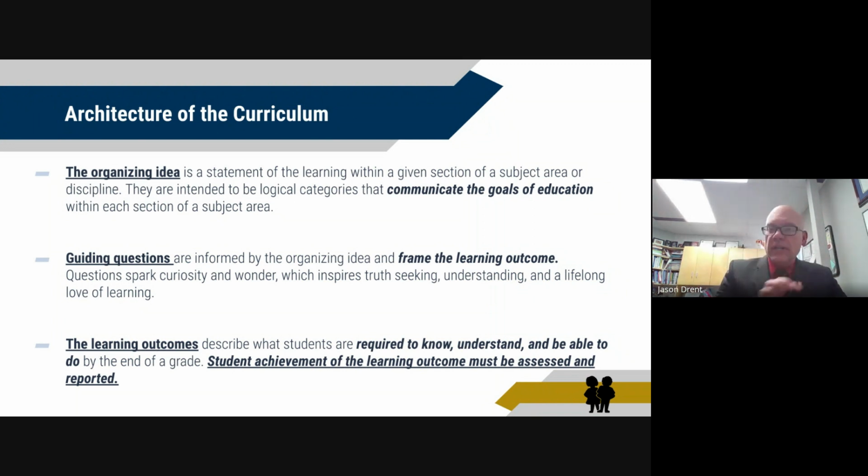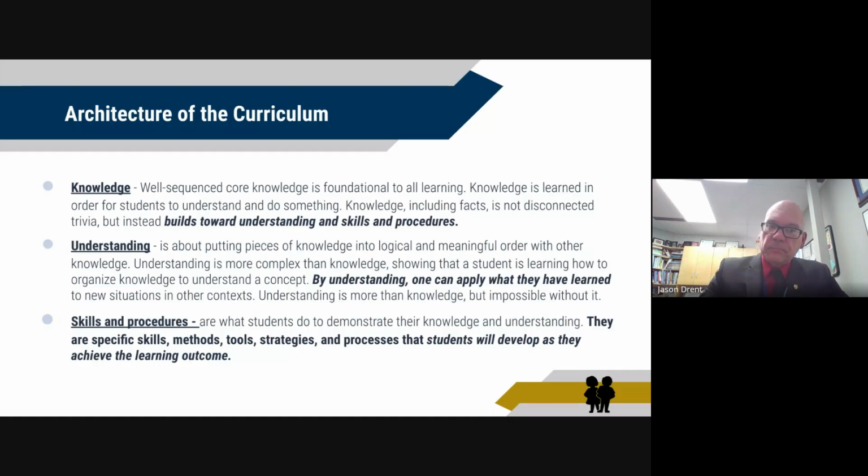The important part, and this is explicitly stated in the architecture and in the guidance documents as well, is that there is a very clear statement that the learning outcome is where student achievement must be assessed and reported. And so we are following through with that, and Sandy will show an example of where the summative assessment at least needs to take place.